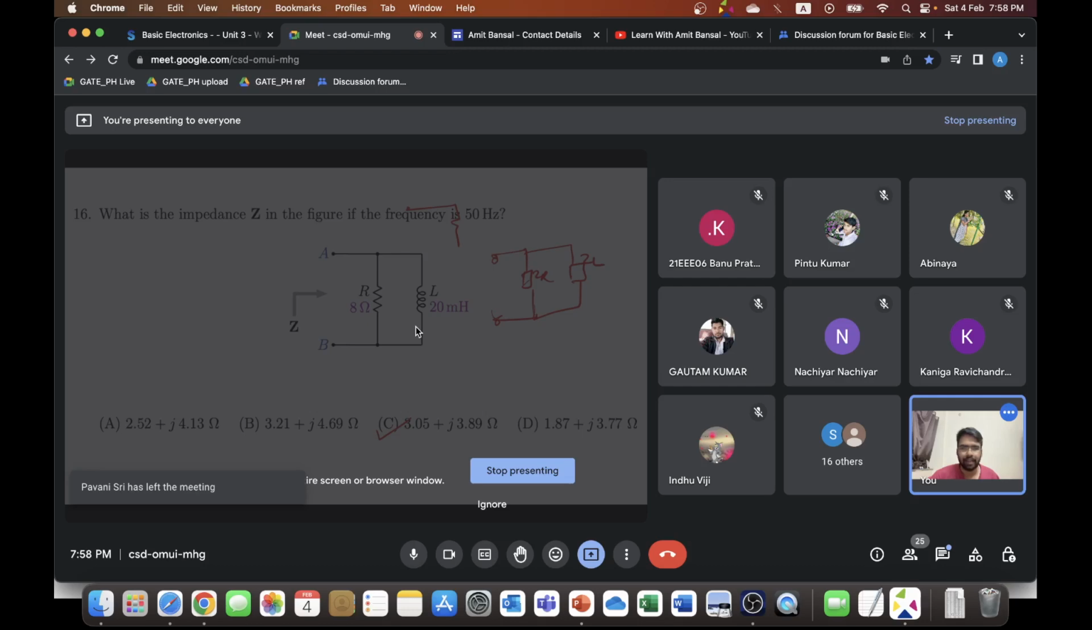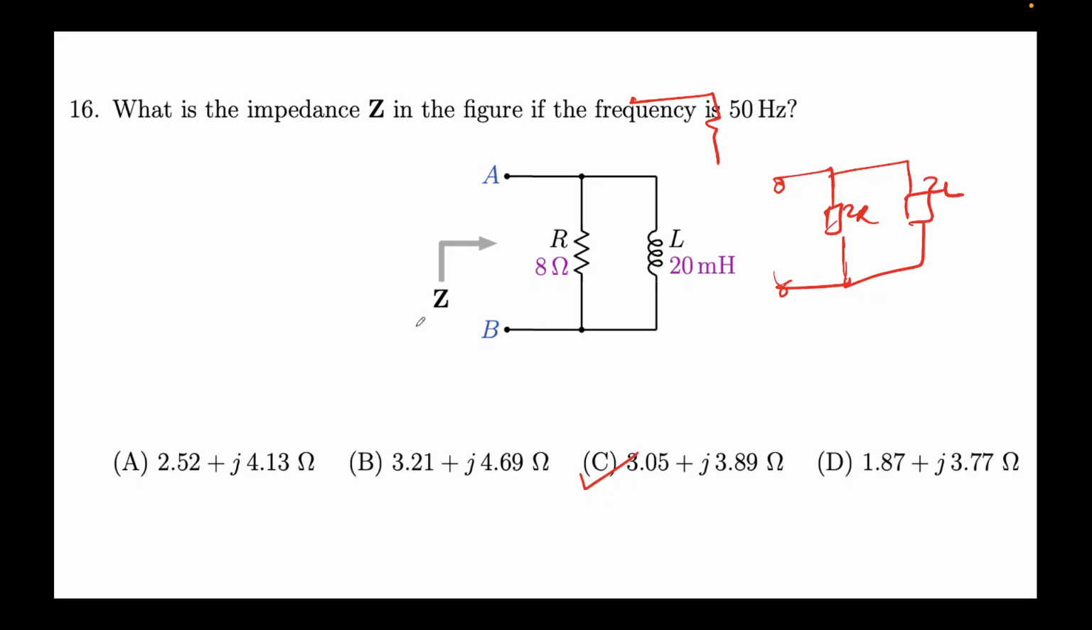Yeah, that's it. Any comments, any questions on phasors, Thevenin, Norton, or nodal analysis, or anything? I'll stay around. Feel free to ask.